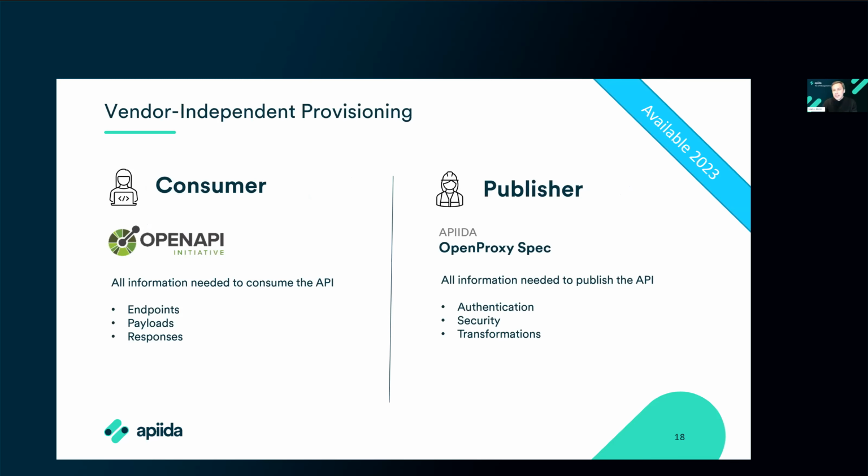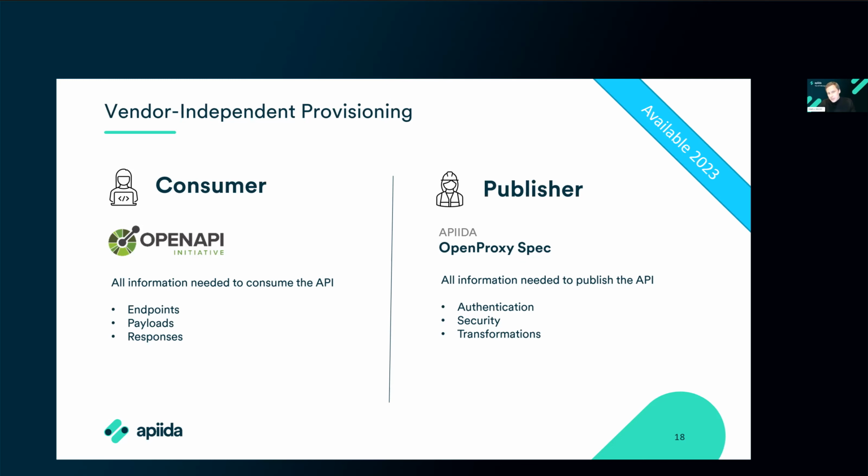And that vendor-independent provisioning is what we are currently working on. It will be available in 2023. But we will do some more videos on the current stage of the system to show you that it actually is working, that you can use it today. And the idea behind that is what you may know as the Open API initiative and the Open API specification. And that Open API specification contains everything that is needed to consume an API.